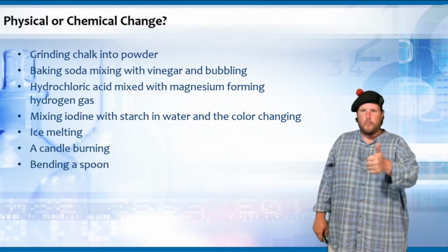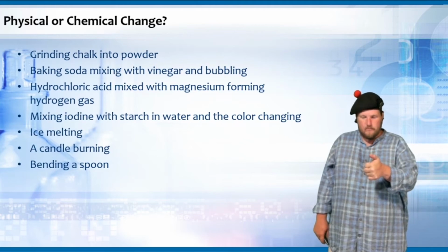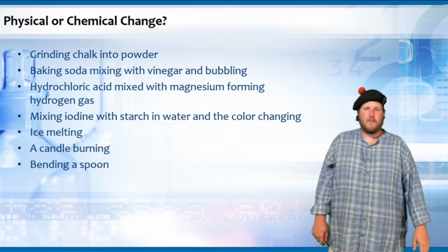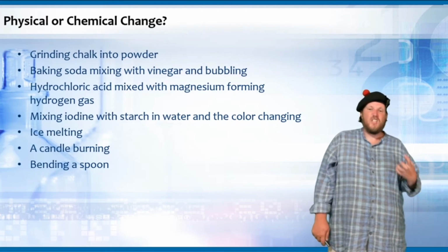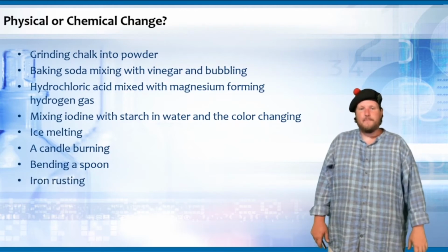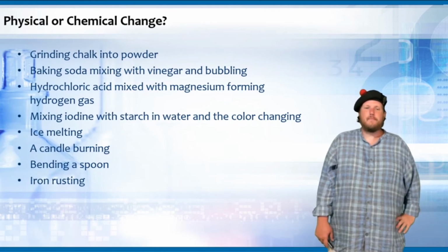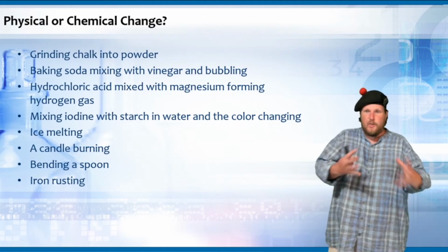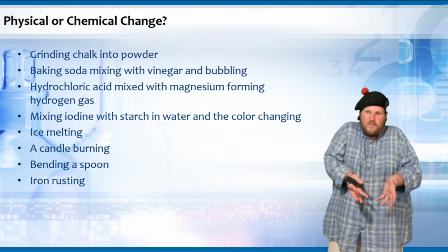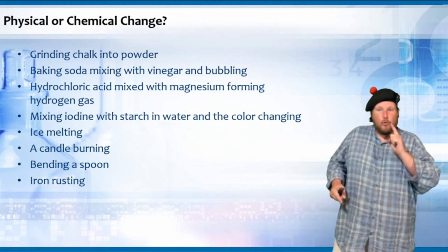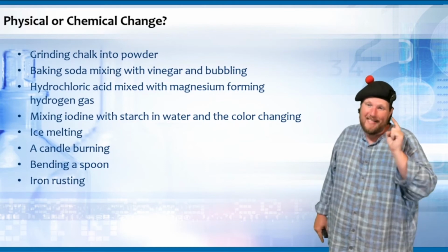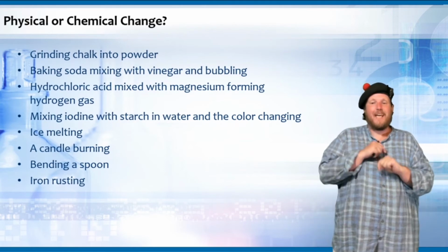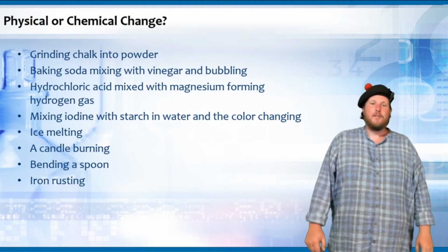Bending a spoon with your mind. It's a physical change. You're just changing the shape of something. You're not actually changing the molecular structure of that. Iron rusting. Initially, it feels physical because you look at it and you're like, oh yeah, I can see that. But nah. Rust is a new compound. It's oxygen reacting with iron to form iron oxide, and that's what rust is. So this is a chemical change.